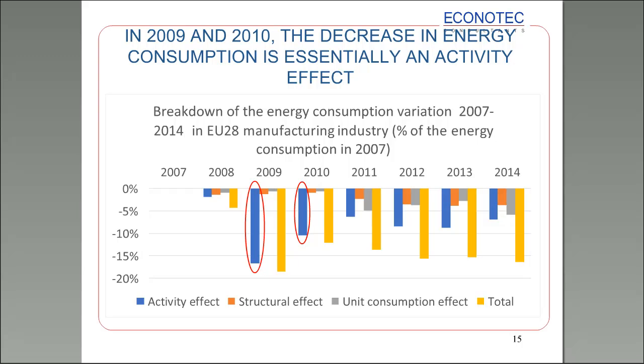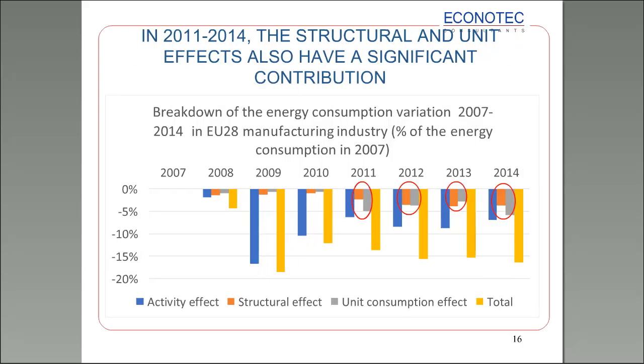Now, here we can see that in 2009 and 2010, the total effect is practically equal to the activity effect. So the consumption of industry just follows the evolution of the activity of industry as a whole. Now, starting from 2011, we have the two other effects appearing, the structural effect and the unit consumption effect.